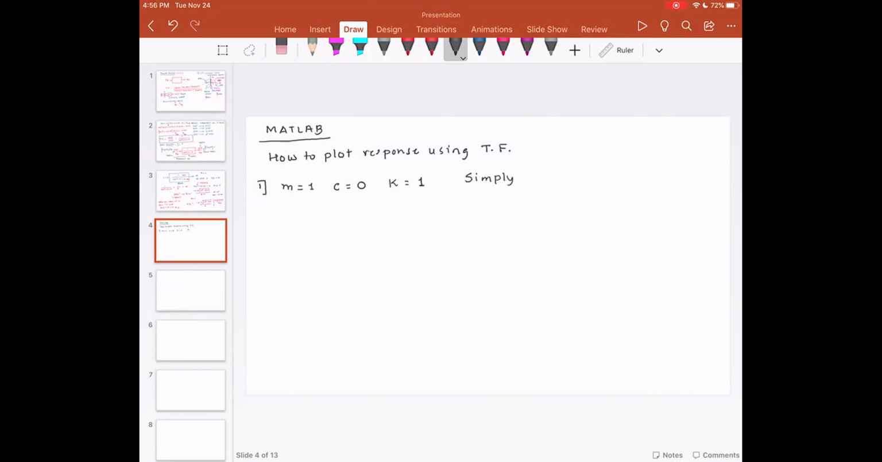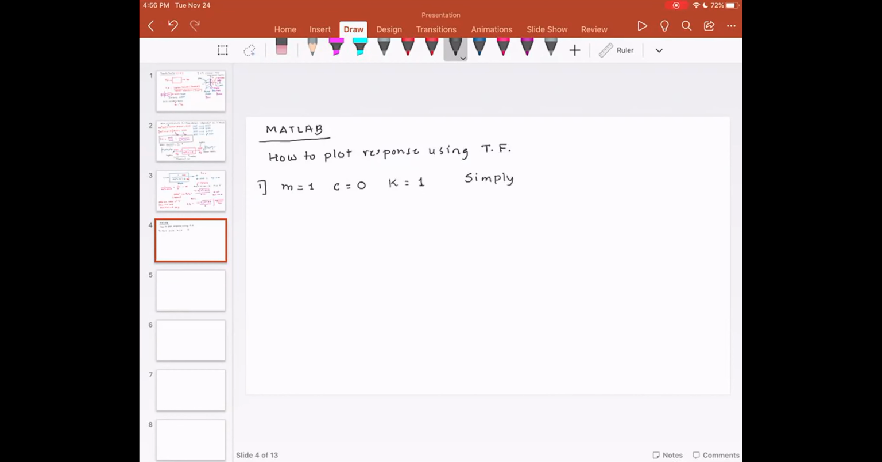So I'm going to work out these three cases, and just for the beauty of it, I want to show you how simple it is to study system dynamics with MATLAB Simulink. We are going to use different inputs.